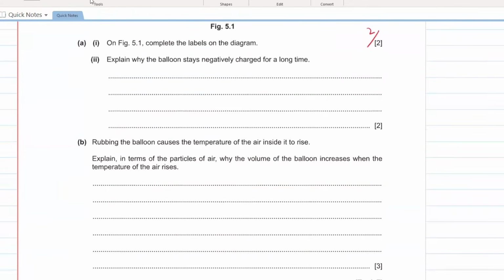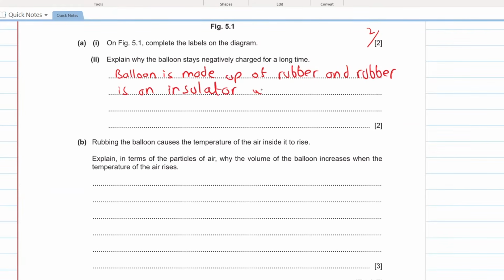You can write here: the balloon is made up of rubber, and rubber is an insulator, which limits the movement of electrons.